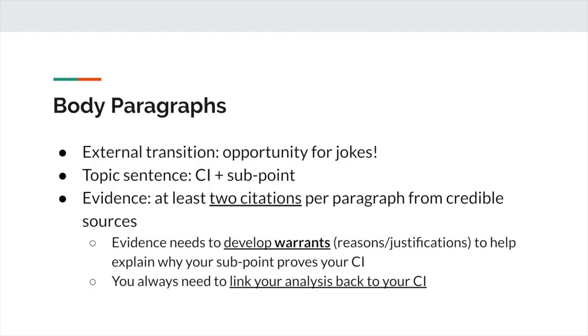That's what a warrant is, right? You have your claim, which is your overall argument. That's your thesis. You have evidence, which will provide concrete examples or expert analysis. And you use that evidence to develop warrants that support your claims, right? Which are reasons and justifications that help to explain why your evidence or your subpoint helps to prove your controlling idea. The more analysis you do to explain why your evidence helps to prove your controlling idea, the better off you will be. That's another huge mistake I see with novice extempers.